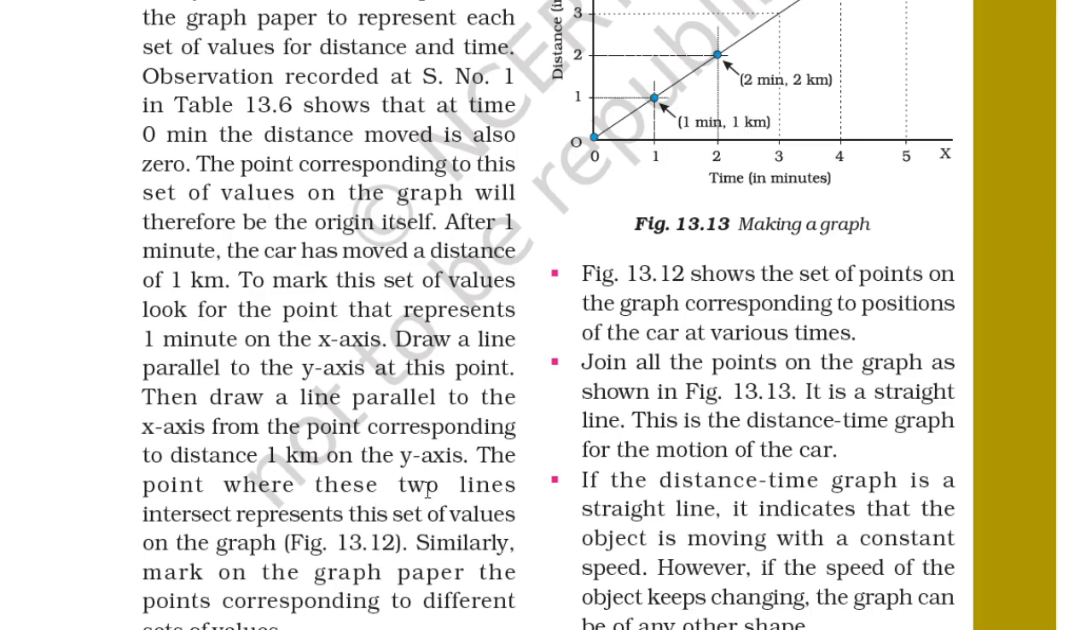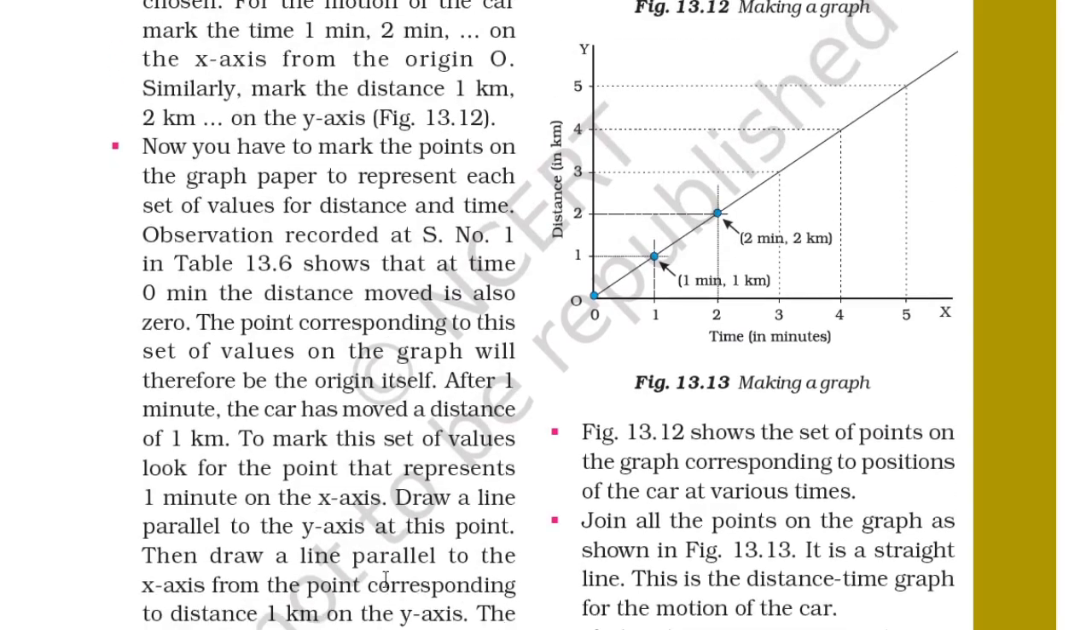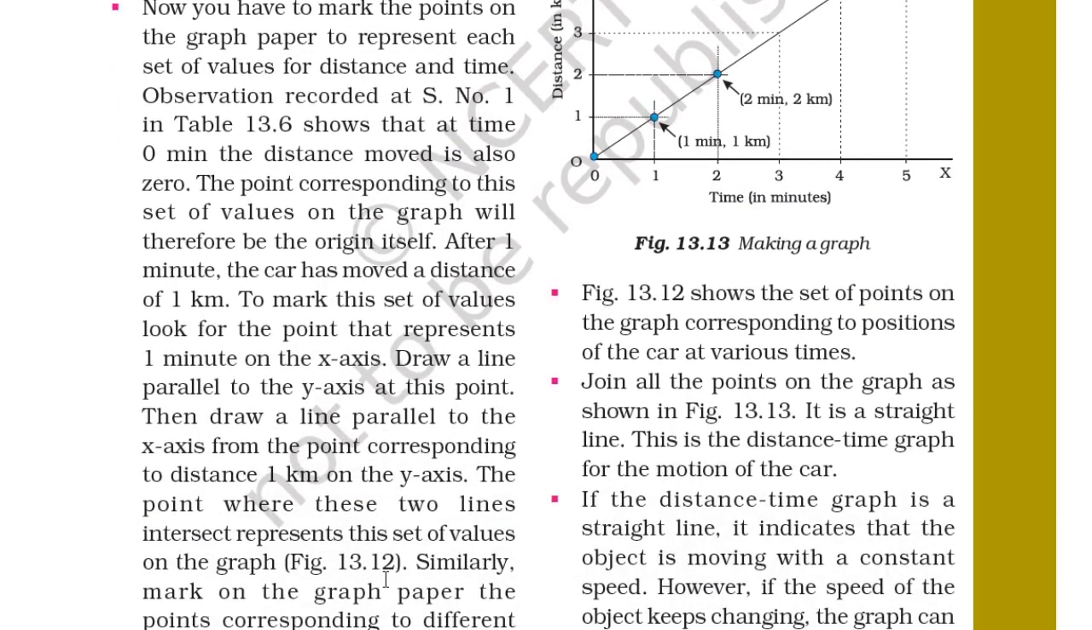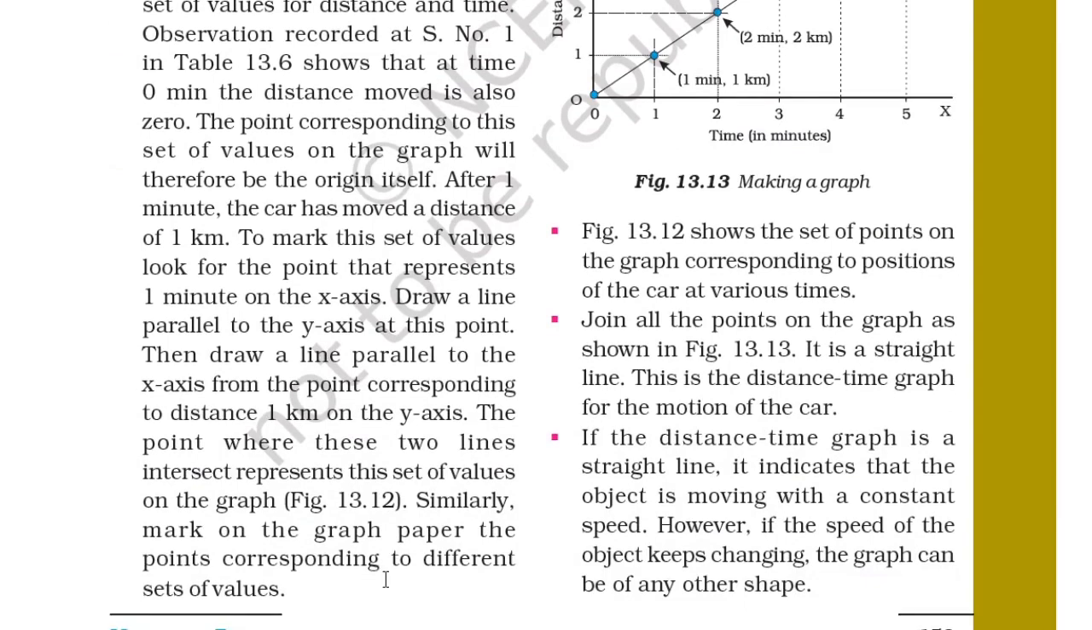Now the point where these two lines intersect represents the set of values. So this is the set of values 1, 1. Similarly, mark on the graph paper the point corresponding to the different sets of values. So you have seen it there. Figure 13.12 shows the set of points on the graph corresponding to the position of the car at various times. Join all the points on the graph as shown in figure 13.13. It is a straight line. This is the distance time graph of the motion of the car.